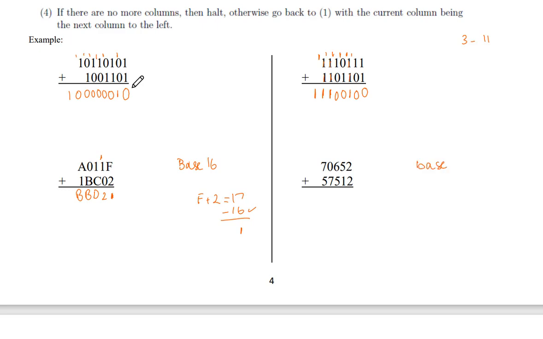This one here is base 8. So let's see, 2 plus 2 is 4. 5 and 1 is 6. Then 6 and 5. So here, 6 plus 5, that will give me 11.